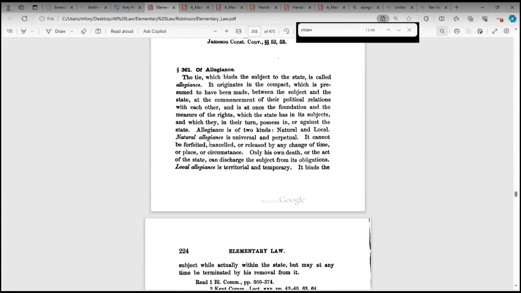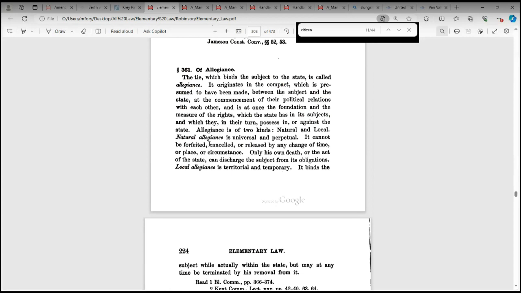Section 361, of allegiance. The tie which binds the subject to the state is called allegiance. It originates in the compact which is presumed to have been made between the subject and the state at the commencement of their political relations with each other, and is at once the foundation and the measure of the rights which the state has in its subjects, and which they in their turn possess in or against the state.